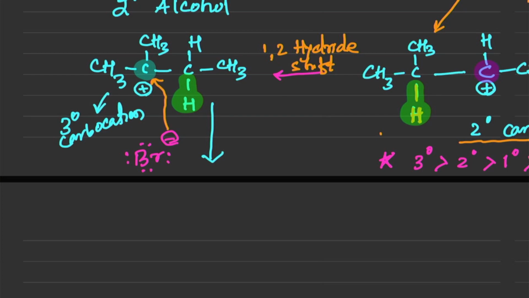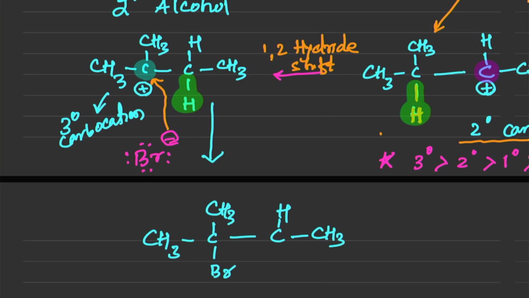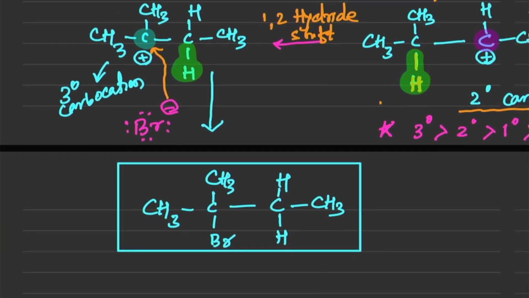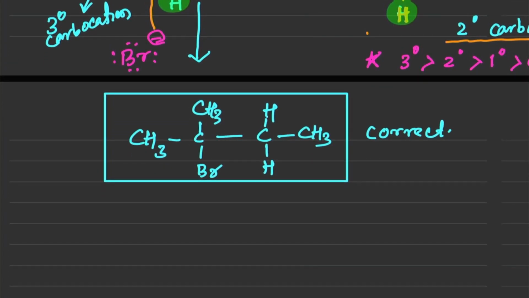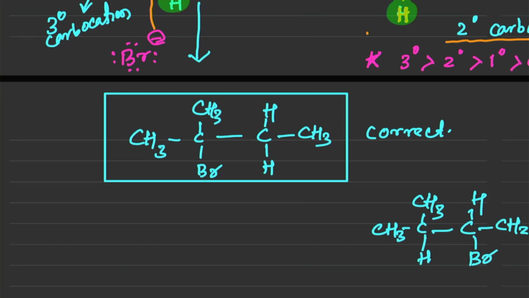So what would be our final product? Our final product would be CH3, Br, H, CH3, and H. That is our answer. A lot of times, the common mistake everybody makes is this, with the Br here. So this one is not correct.